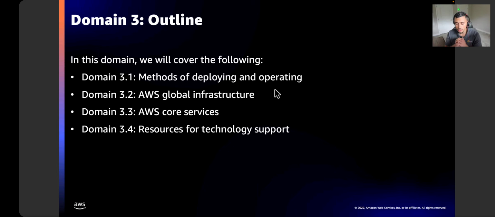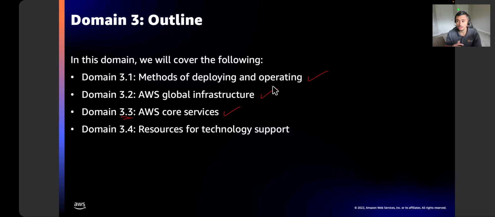So on domain 3, we want to understand, firstly, the AWS core services, which is domain 3.3, but this is really what the chunk of the domain would be about. Understanding the services that relate to compute, storage, networking, and database, right? So we'll talk more about that. Also, how we can interact with resources in our account. What are the different ways that we manage resources in our account?